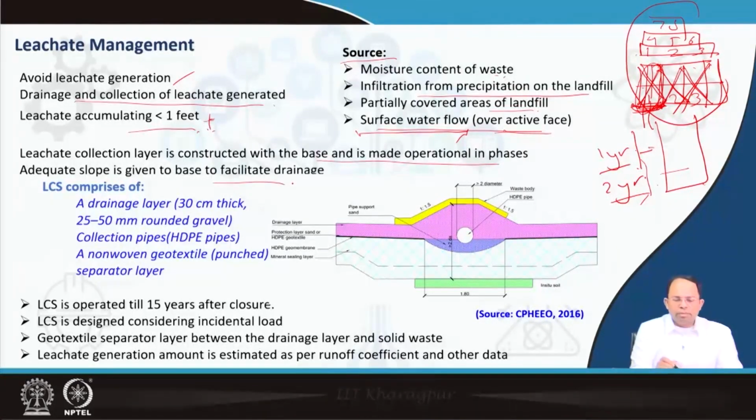Adequate slope is given to the base to facilitate drainage. So obviously the base, the soil, the liner, we have to give it a slope so that the drainage layer also has a slope. So there is a certain slope given to it, right?